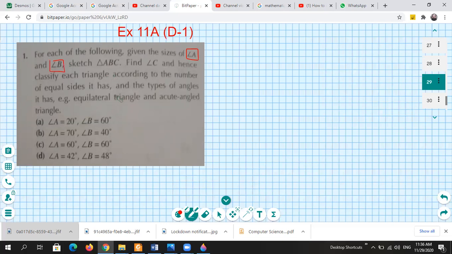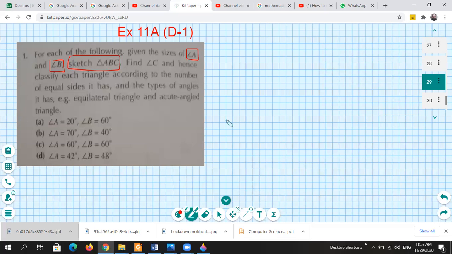Sketch triangle ABC. So we have to sketch. So there is a difference between draw and sketch. When you use the word draw, it means you are taking accurate sizes. And when you sketch the triangle, you don't use any kind of scale or ruler, or any other geometric instrument like a protractor, a compass, etc. So sketch will be just like a rough drawing.